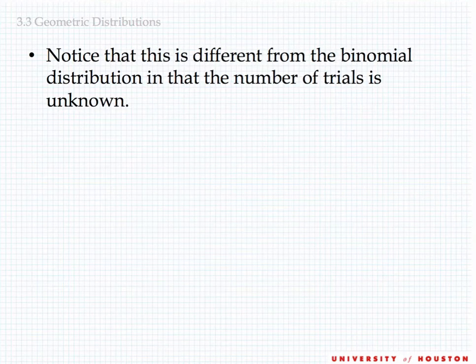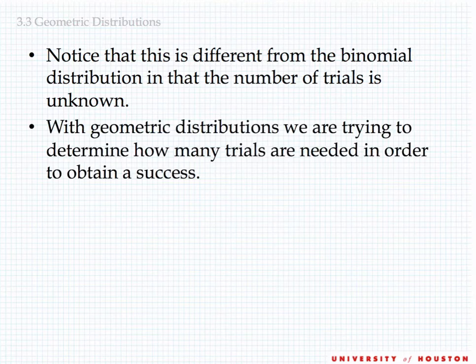Notice that this is different from the binomial distribution in that the number of trials in a geometric distribution is unknown. With geometric distributions, we're trying to determine how many trials are needed in order to obtain a success.